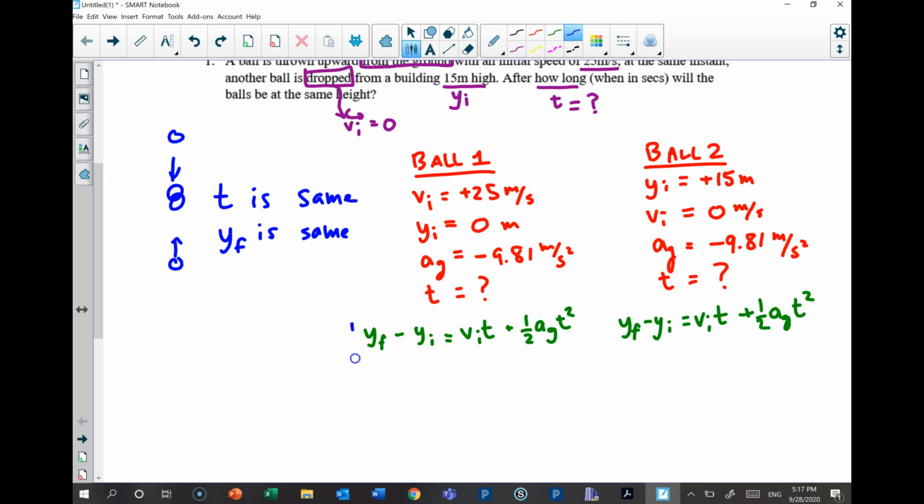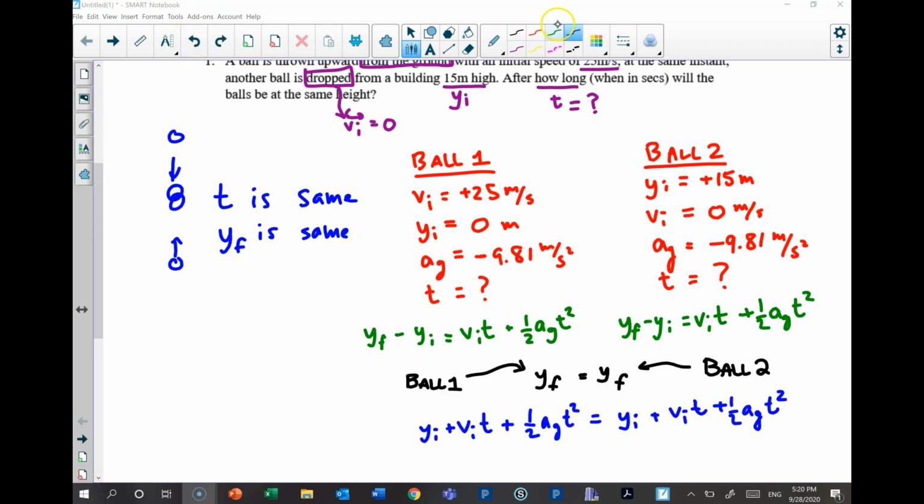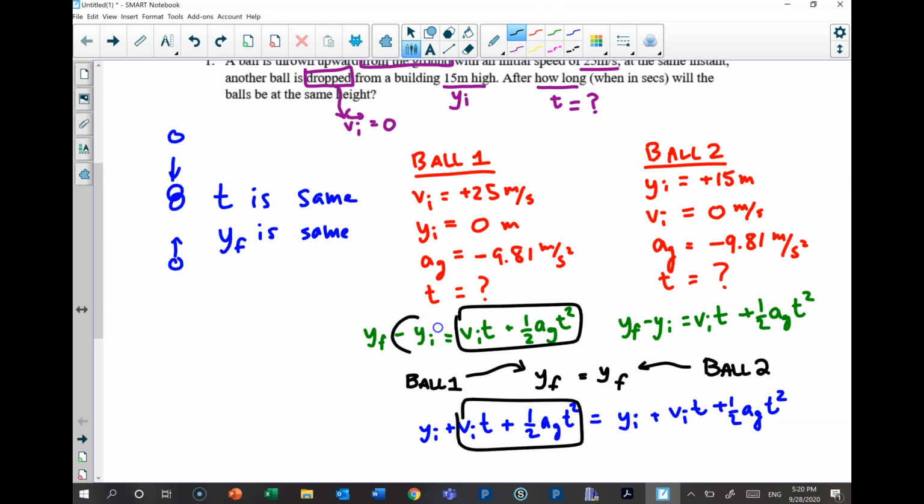Because if we isolate y final and do the same here, we can set the two y finals equal to each other because they are the same for both of these balls. Here's what that looks like. And you can see now that I took the original part of the equation, and then I just added y initial to the other side, and it came in right there. So what do we have?